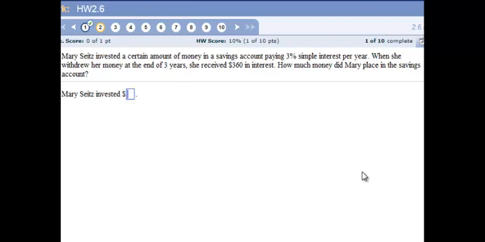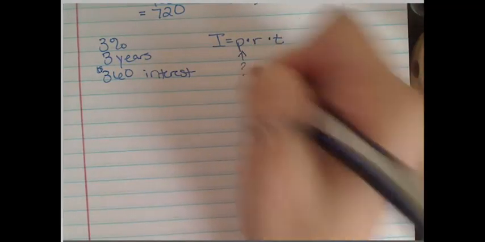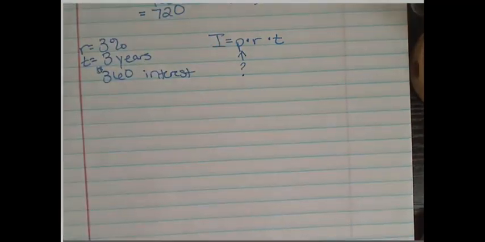So this one is still a simple interest problem. The difference is we now know how much interest we have, but we don't know what our principal was. So this is still going to be an I equals P times R times T problem. But this time we don't know what our P is. That's our question mark. We know our rate, which was the 3%. We know our time, which was the 3 years that she had the money invested. And we also know our interest, which is the $360 that she made at the end of those 3 years. So now we need to know what our P is.